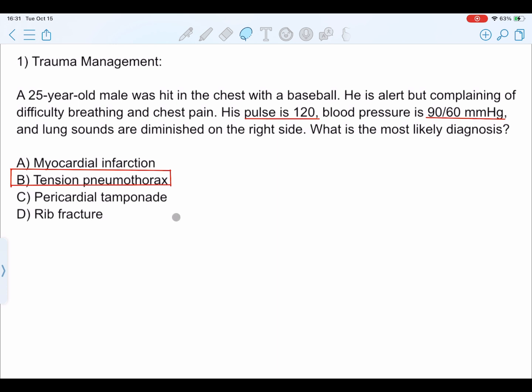So let's start with the first one. For this question, the answer was tension pneumothorax. Let's talk about why it's tension pneumothorax and not any of the other options. Let's start with myocardial infarction.